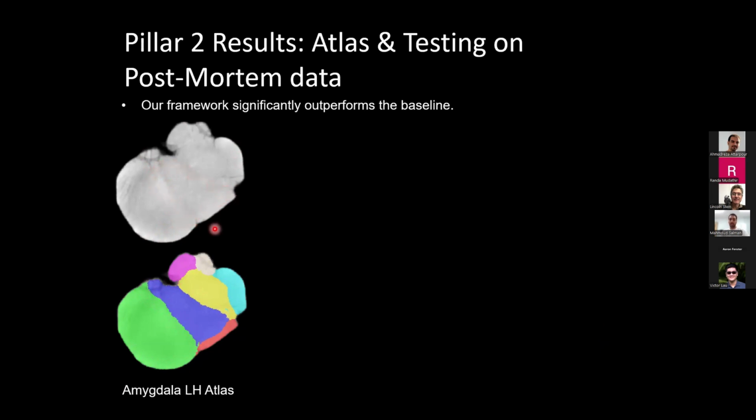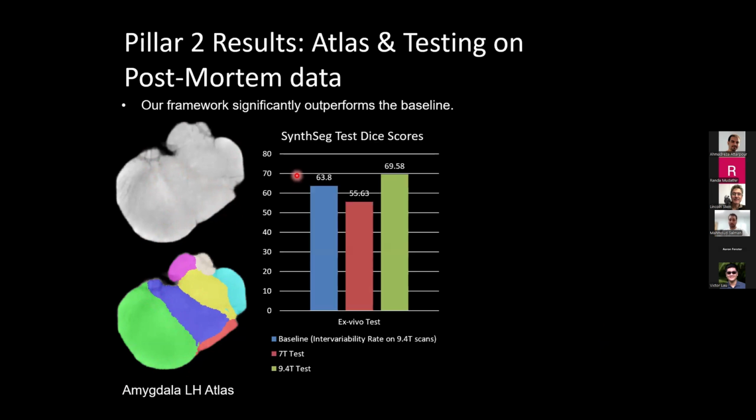Okay. And the second thing, we compared our deep learning approach with the baseline. The baseline here is the inter-rater variability of the manual segmentations on the 9.4 Tesla scans, because all the manual segmentation was done only on the 9.4 Tesla scans. And we got an inter-rater variability of about 63%. And actually, our 9.4 Tesla test prediction for SenseSeg was 69%, which is pretty impressive.